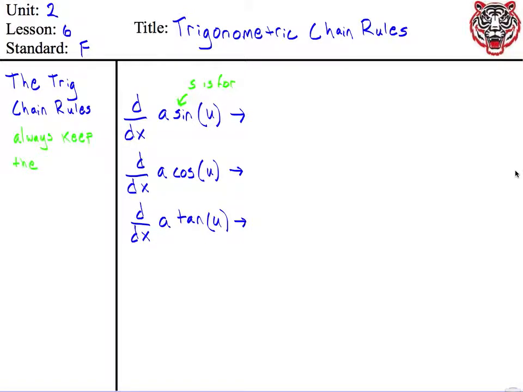This is going to be lesson 2-6. This is trigonometric chain rules. And trigonometric stands for trigonometry, saying it nice and slow so you know I can pronounce it.